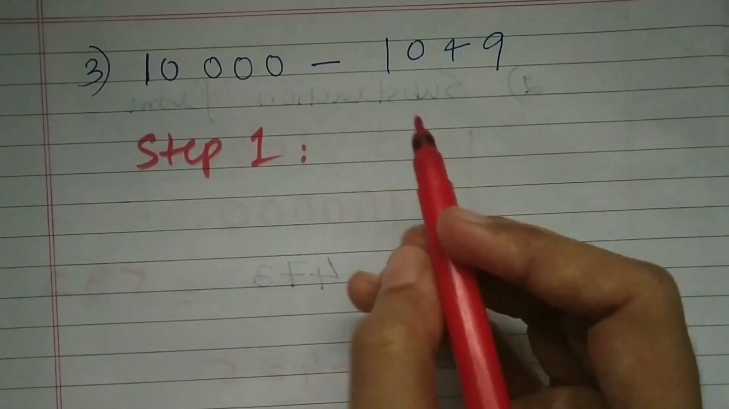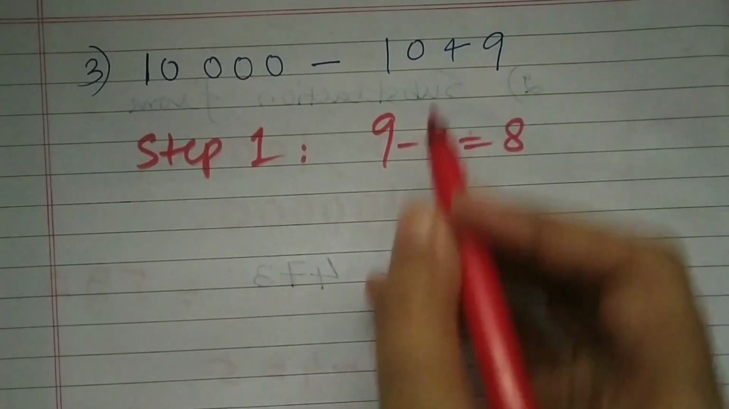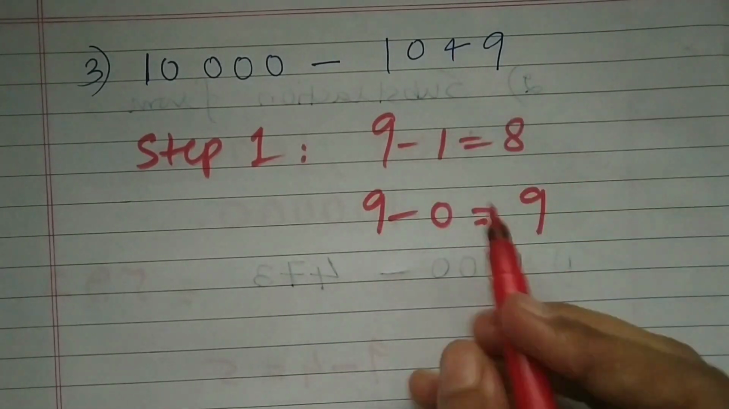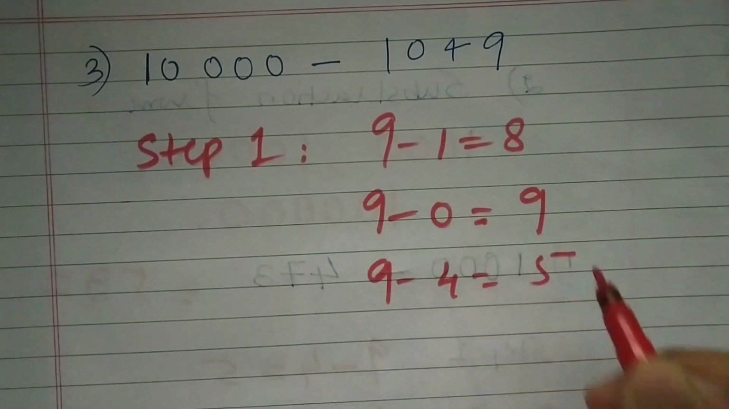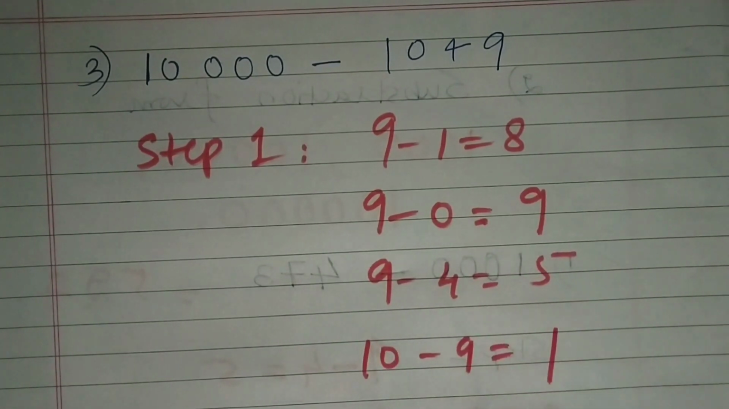Step 1. See, the first number, what you will do? Come on, faster now. 9 minus 1, that's 8. Second number, 9 minus 0, what will it be? It will be 9. Third number, 9 minus 4, it's going to be 5. And what will be the last step? It will be 10 minus 9, that's going to be 1.